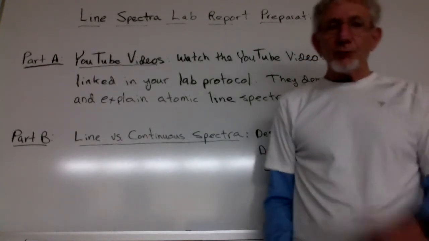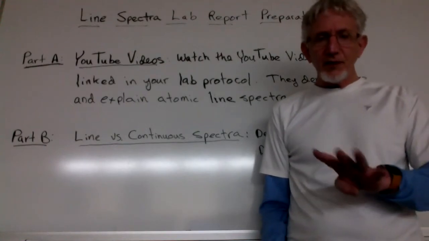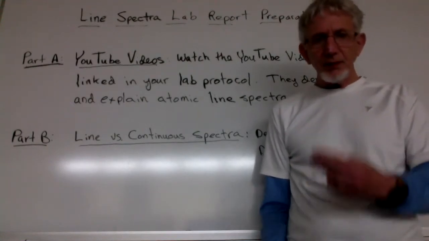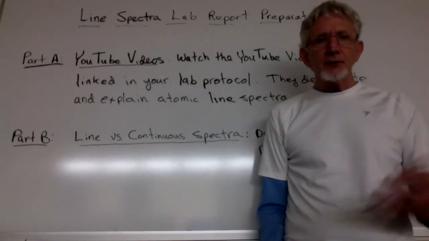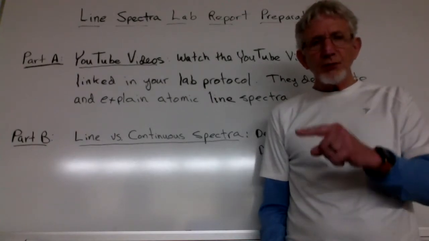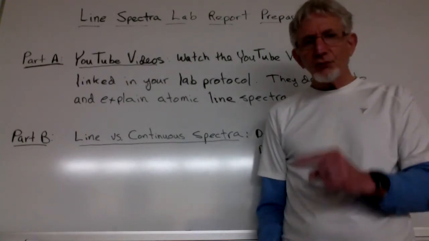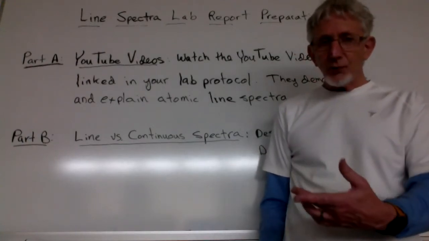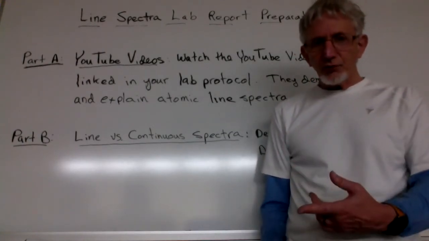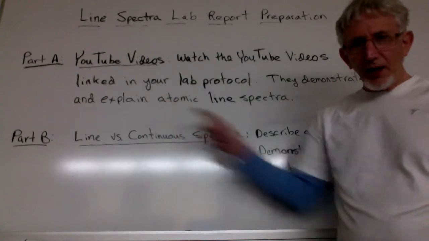There are 4 parts to this Line Spectra lab, part A, B, C, and D, as described in your lab protocol. We're going to look at what the requirements are for each of those 4 sections with respect to your responsibilities and what needs to go in the lab report. So let's look at the sections.